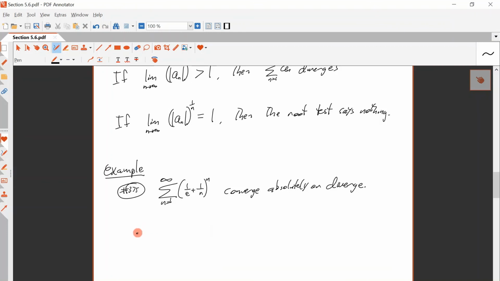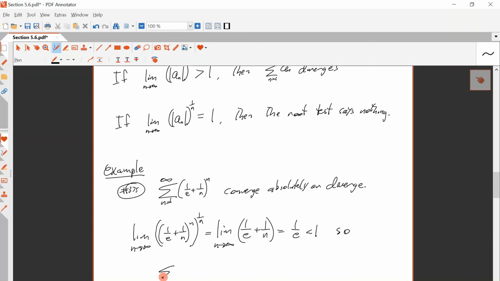Well, the limit as n goes to infinity, this is already positive, so we don't have to worry about absolute values. So this is a n, and that whole thing in the root test is to the 1 over n power. But n times 1 over n, because you multiply the exponents, is 1. So it just becomes that. Which is equal to, well, this is 0, and that's 1 over e, which is less than 1. So the sum converges absolutely.